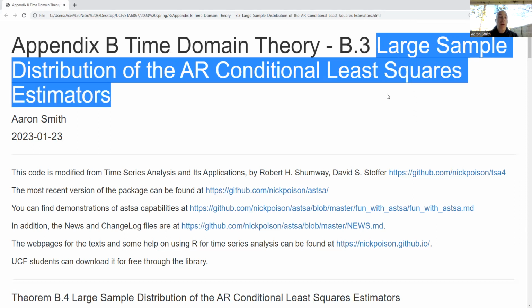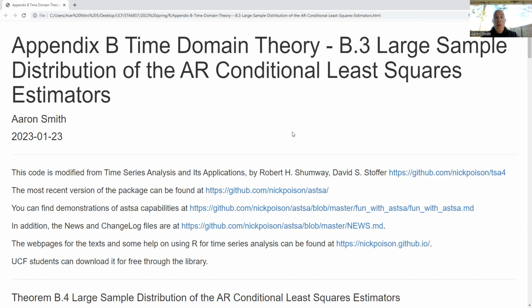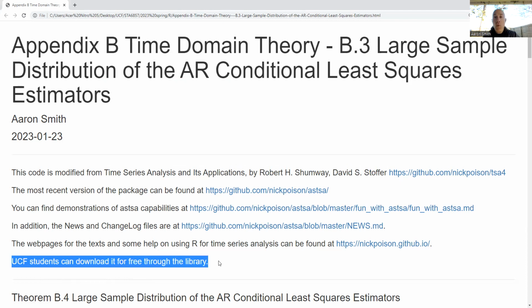All right, so we're going to be looking at the estimation of the autoregressive coefficients, and we're using large samples to be able to use convergence theorems. Now, all this is coming from Appendix B of Time Series Analysis and Its Applications. Here are the authors of the textbook. Here's our GitHub page. And this textbook can be downloaded for free through UCF's library.